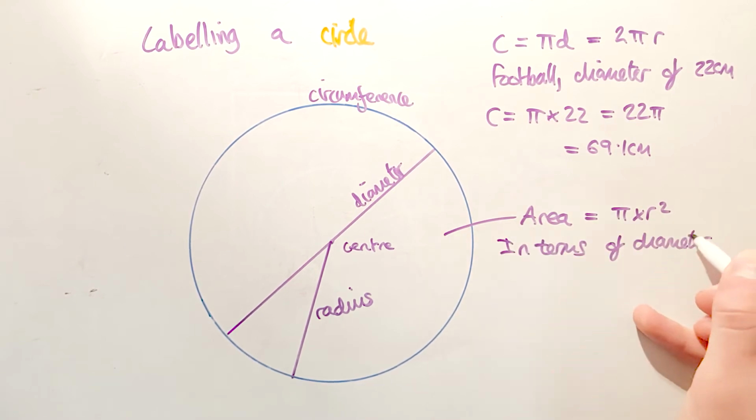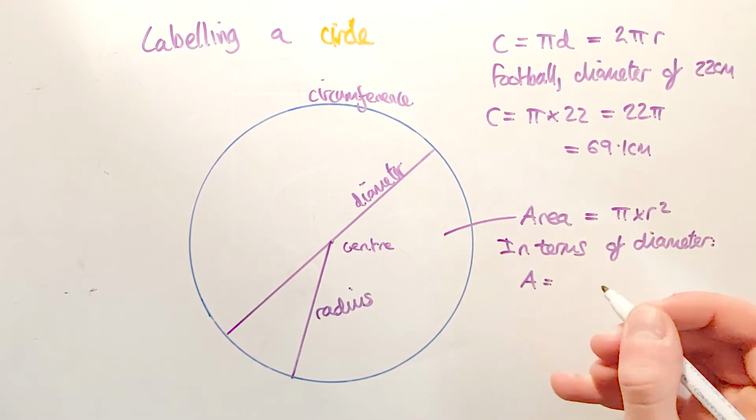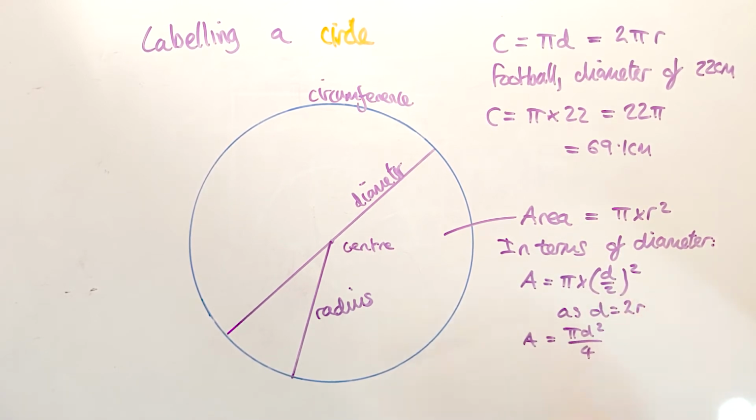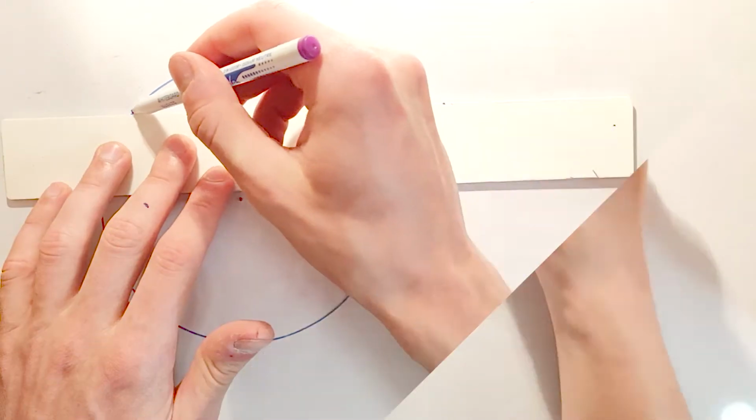Now the area is given by pi r squared, so let's work this out in terms of the diameter. The radius is half the diameter, so let's substitute this in, and we can see we get pi d squared over 4. Now, let's look at other parts of a circle.